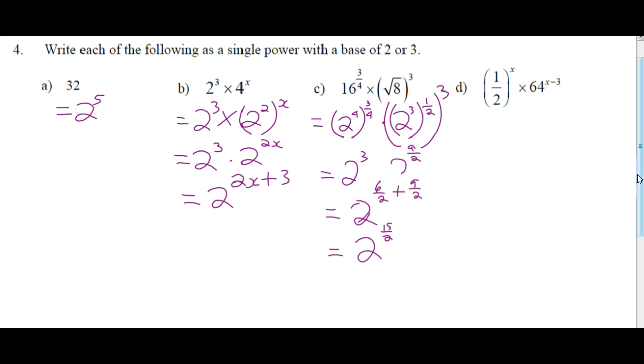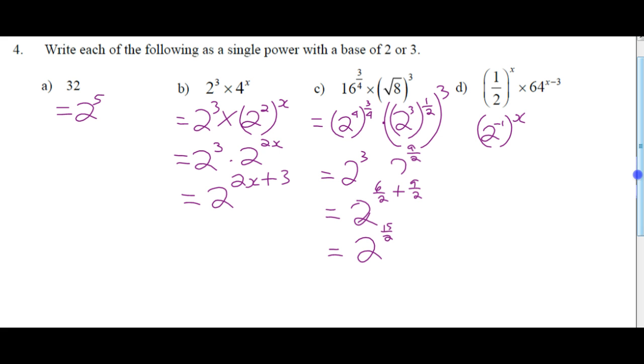1/2 to the x times 64 to the x minus 3. What's 1/2 written as a power of 2? It's 1/2 to the 1. So let's say I take a positive exponent on the bottom, which is 2 to the 1, and I move this up top. So what happens if I move a positive exponent up top? It's going to become a negative exponent. So this is going to be 2 to the negative 1 to the x. Right? So 1/2 is 2 to the negative 1.